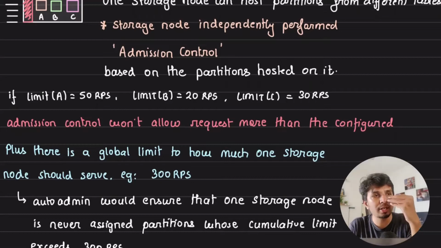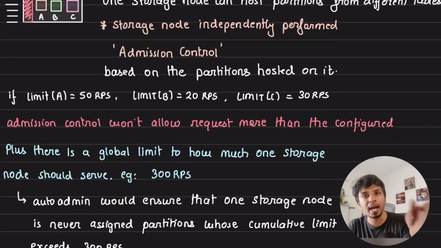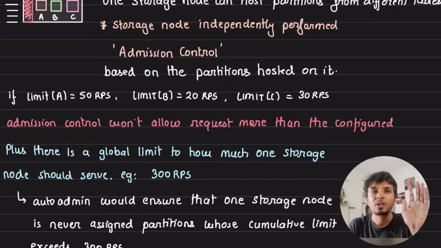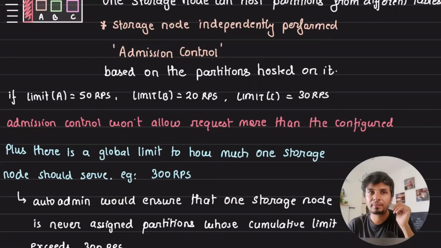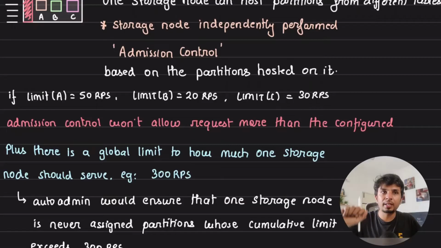No matter if you host 10,000 partitions in that, 1 million partitions in that, or one partition in that, the limit is at the server level. My server at max can handle 1,000 requests per second. So no matter how many partitions you host, you cannot be handling more than that many requests. Right? And that's exactly what a global limit is for a storage node that you have.